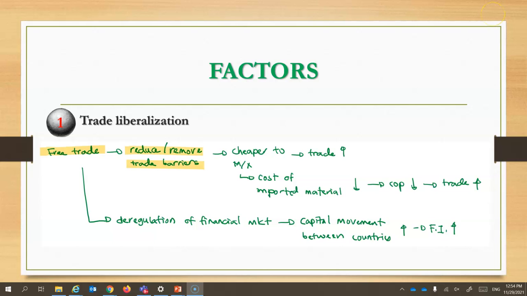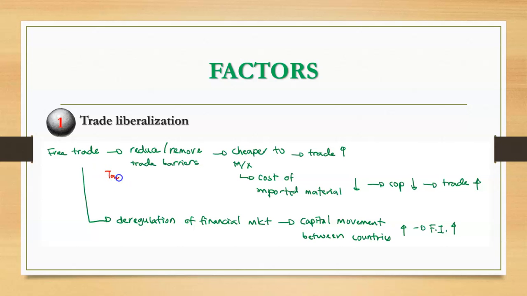Countries that practice free trade will slowly reduce trade barriers between the country and its trading partners. If that is the case, of course, whether the product is being imported or exported from or to the country, it will be cheaper. Say for example, if a country were to reduce tariff for its import, then import price will be cheaper.